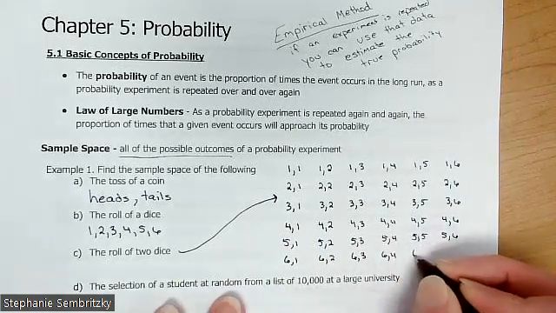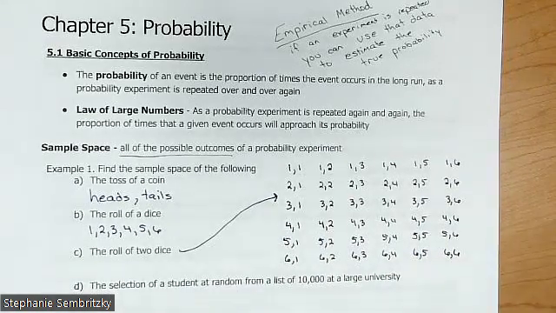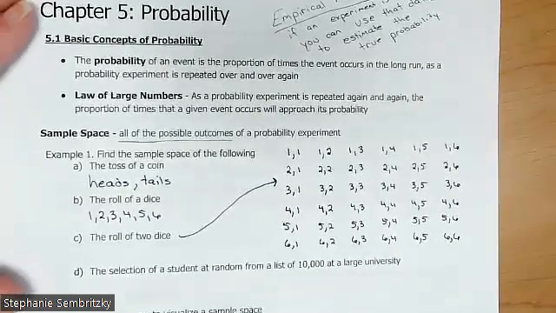And y'all already said it. How many options do I get? 36. A quick way to know that is we get 6 options on the first die, 6 options on the second one. 6 times 6 is 36.